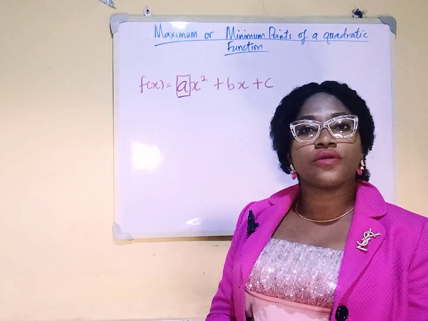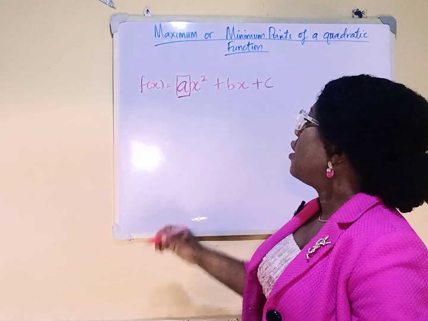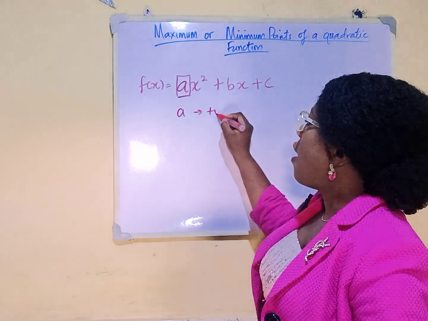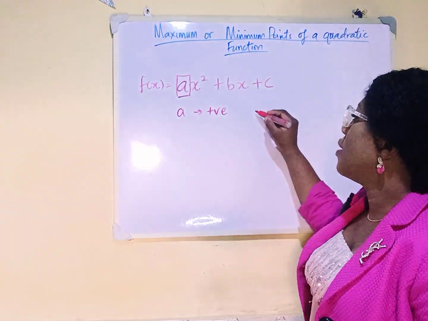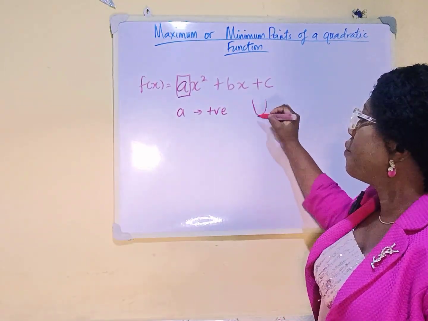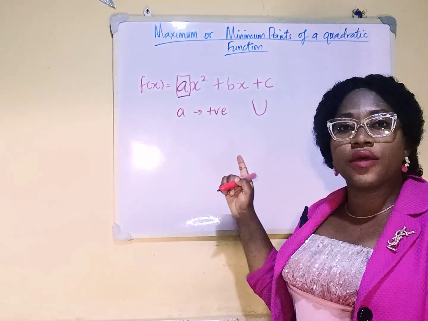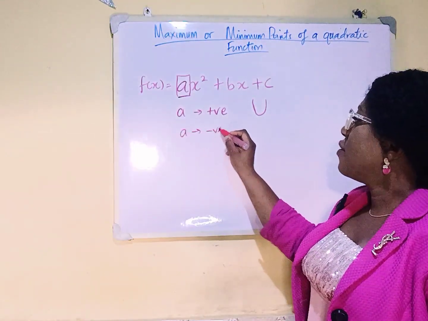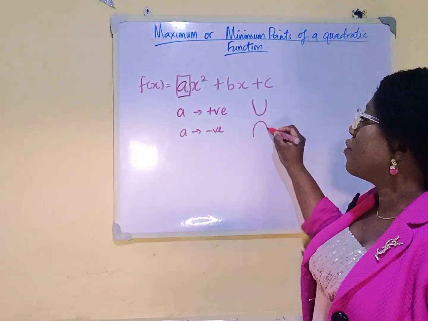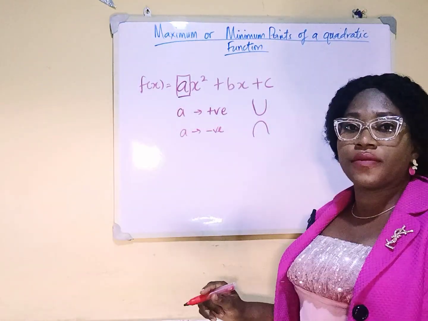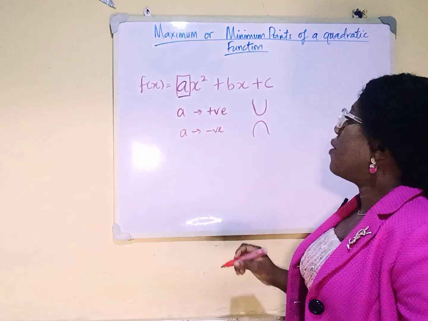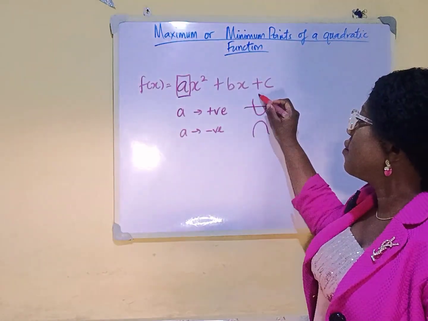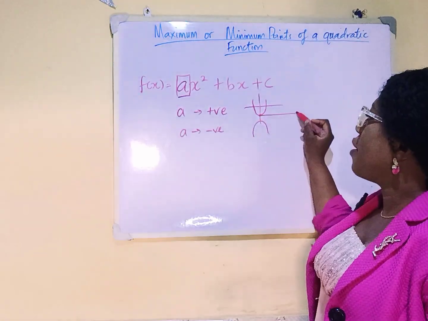That is something else you need to know. So if A is positive, our curve is going to look like a U. If A is negative, then our curve is going to look like an N. Okay? Now, if A is positive, because it looks like a U, it's going to have a minimum.